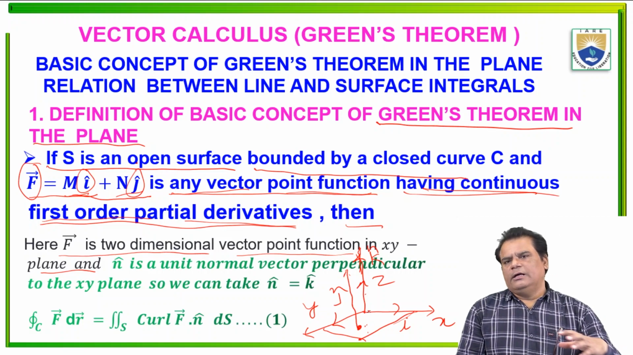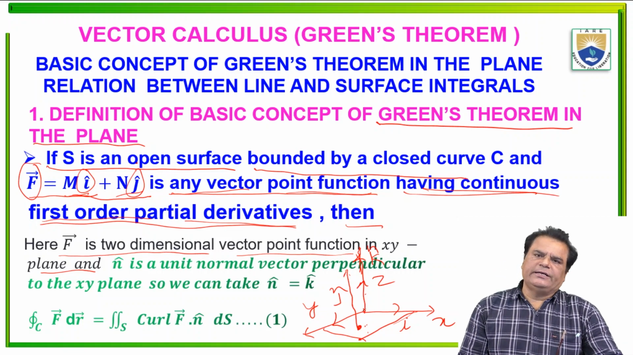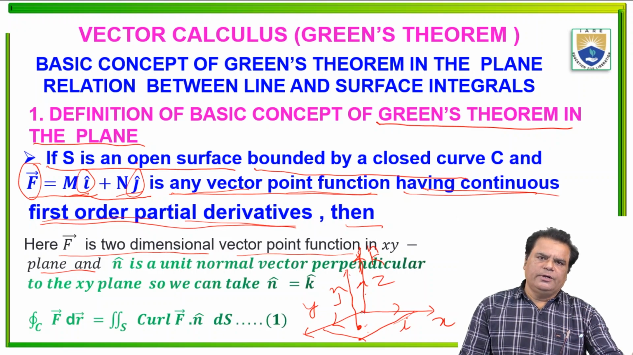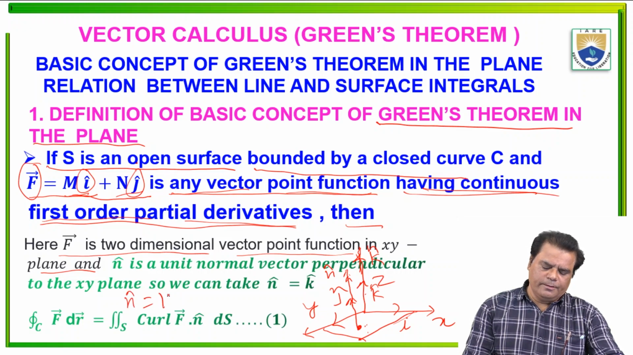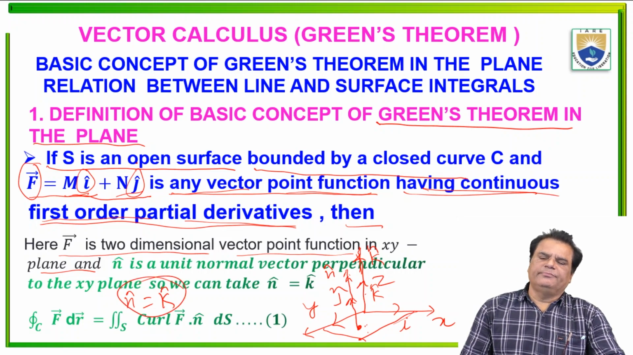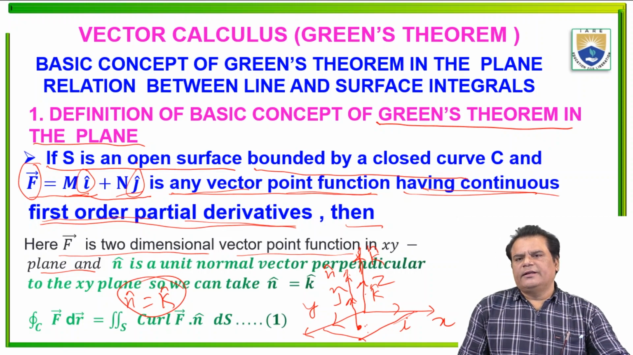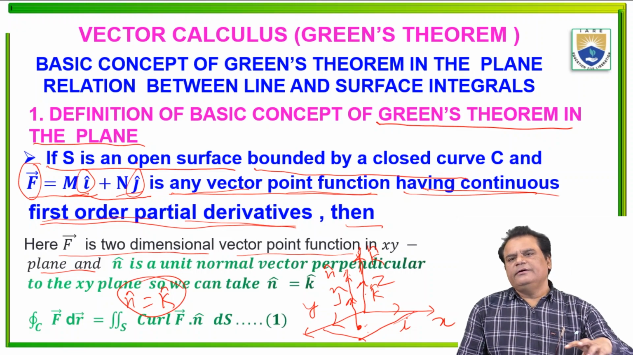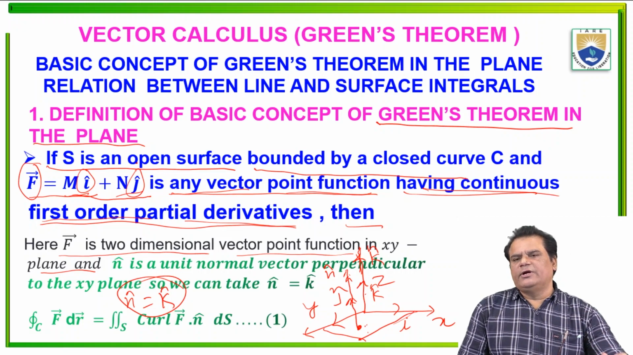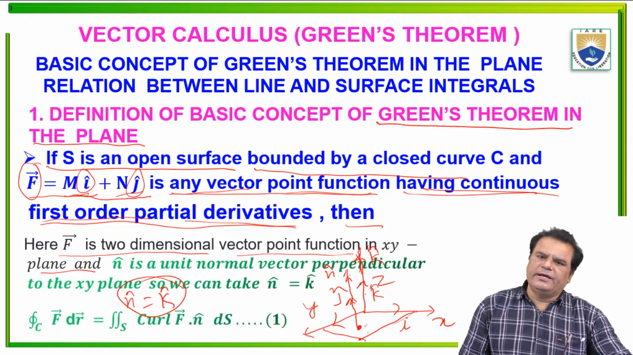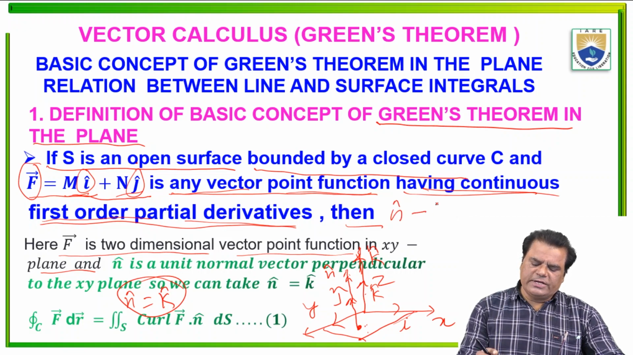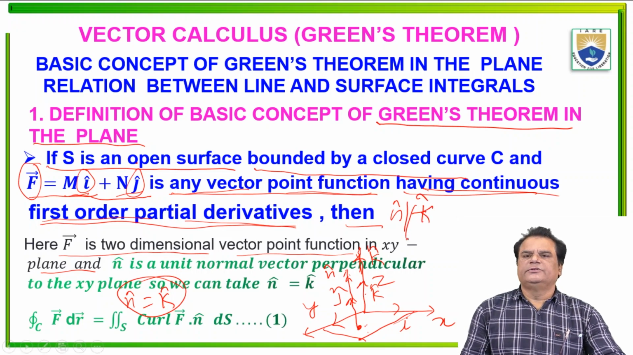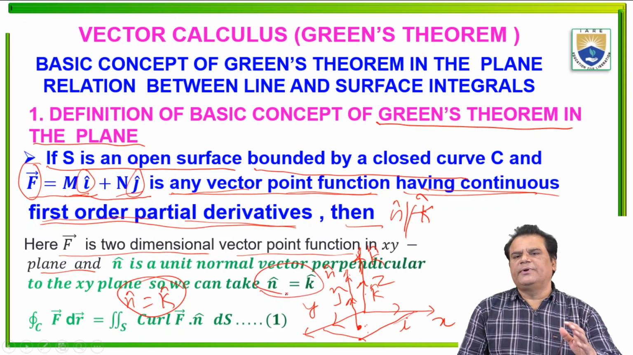A vector which is perpendicular to the xy plane is known as a unit normal vector. This is n cap, and this is k cap. So n cap equals k cap, because n is a unit normal vector perpendicular to the xy plane. The z axis is perpendicular to the xy plane, and the unit normal is also perpendicular to the xy plane. So n vector and k vector are both parallel, and we can say n vector equals k vector. This is the main property in this theorem.